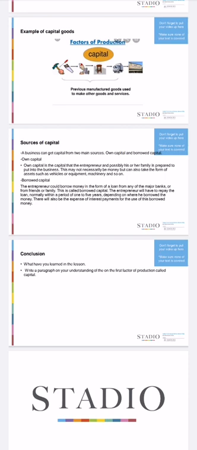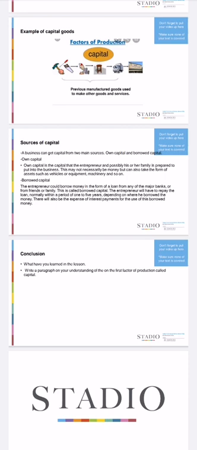If we go on to our last slide called conclusion, I would like you to reflect on what you have learned in this lesson. We focused on three areas of capital. Capital goods, which we've said are goods that are used to manufacture other goods. Then we focused on what is own capital and borrowed capital.